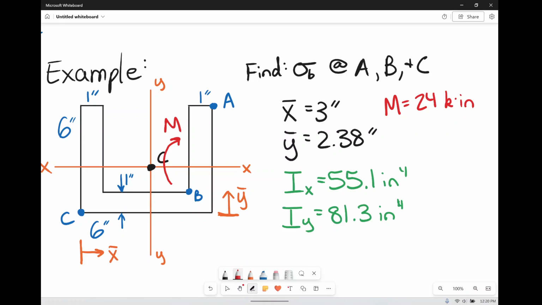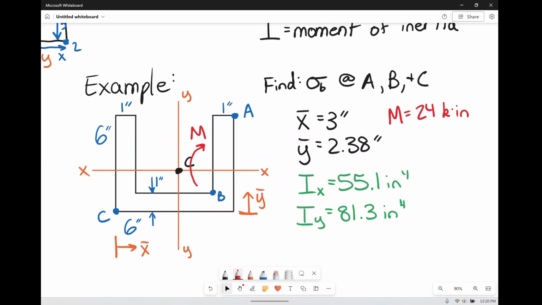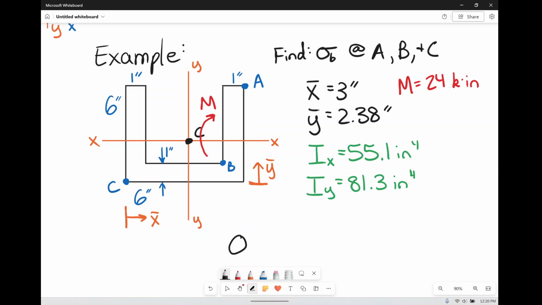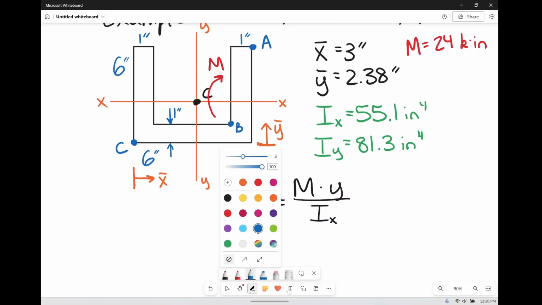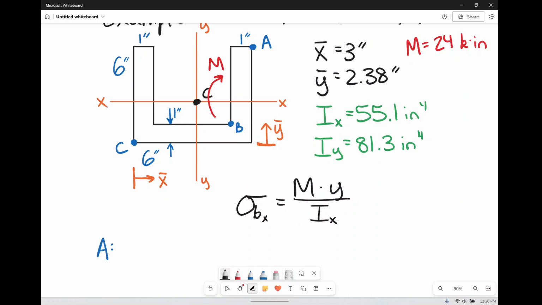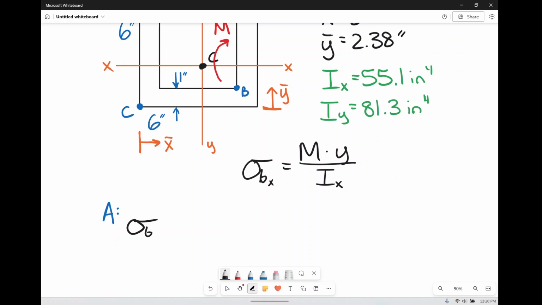So the first time that we're going to do this, this is bending about the x-axis, correct? So the moment is about the x-axis, so we're going to be using bending about the x, which is M times y over Ix for every single one of these. And again, y is the distance to the x-axis in the vertical direction. So we'll do them each one at a time, starting with A. So we have sigma bending in the x direction about point A here. This is equal to M, and M we just said was 24 kip inches.